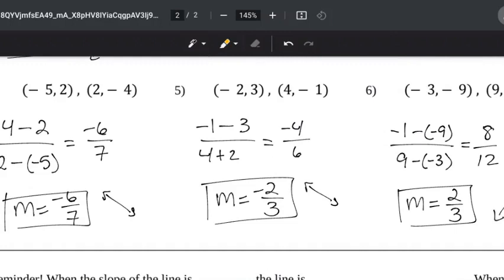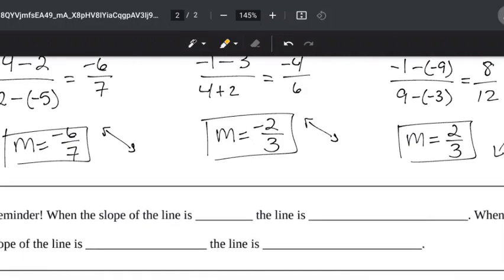So take a look at these answers. For number 4, we have negative 6/7. So negative, our graph will be pointing down to the right. You cannot simplify negative 6/7, so it just stays as is. Number 5, we get negative 4/6, and that simplifies to negative 2/3. Again, a negative slope goes down to the right. And then our last one, number 6, we get 8 over 12, which simplifies to 2/3. And that is a positive 2/3, so this time it goes up to the right.